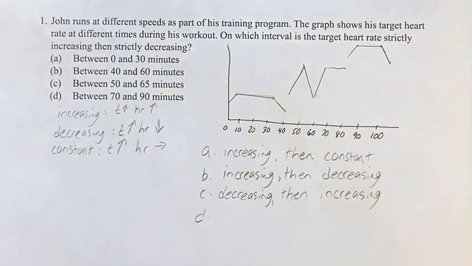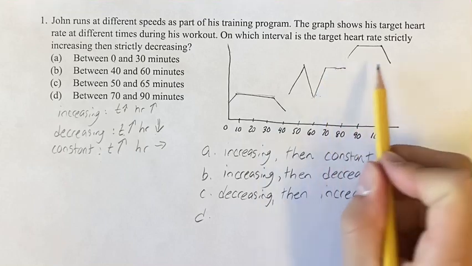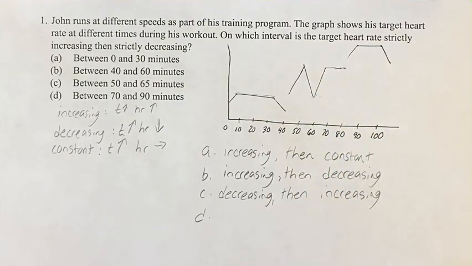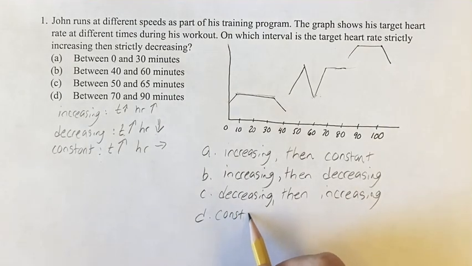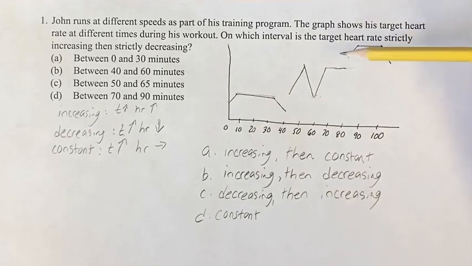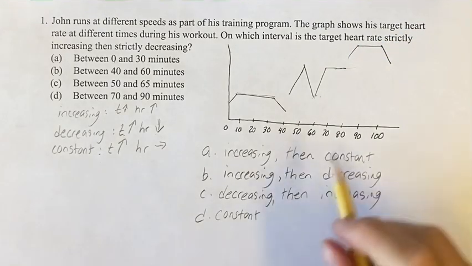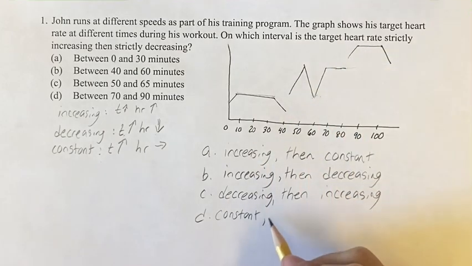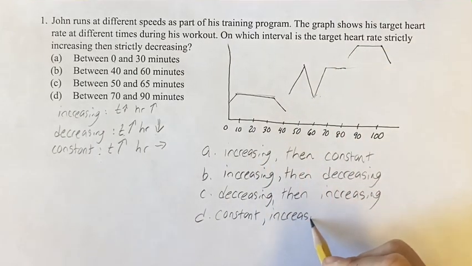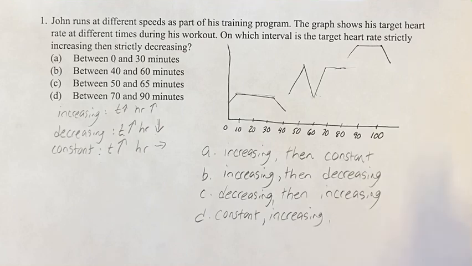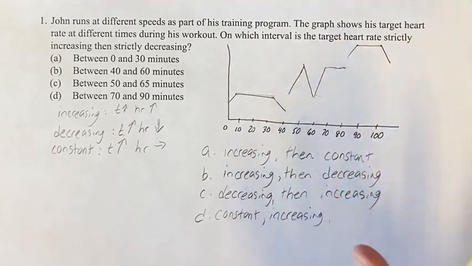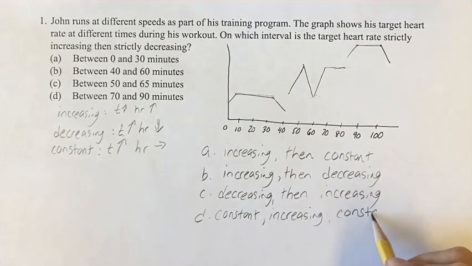And finally, D, between 70 and 90, from 70 to roughly 80, as time increases, the heart rate stays the same, so that's constant. Then from where we left off to roughly 85, it looks like, as one increases, the other increases, so it's increasing. And then after that, as time increases, the heart rate stays the same, so it's back to being constant.